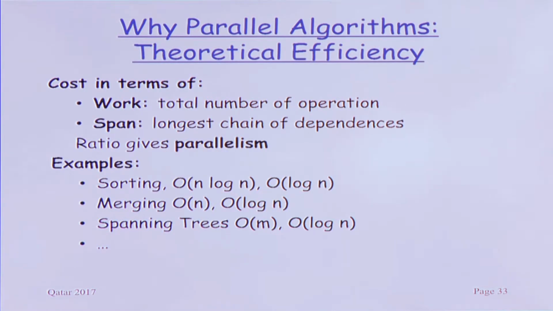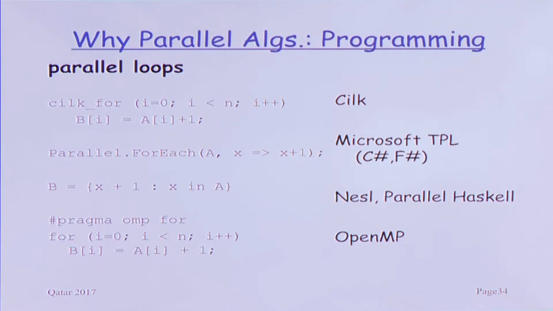So I might compare two algorithms which are n log n. Maybe quicksort or merge sort are both n log n total operations, but maybe one has a better span than the other, which would mean it's more parallel. Now it turns out that quicksort and merge sort are both highly parallel, so that's fine.